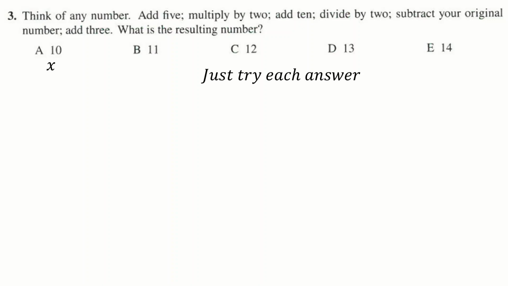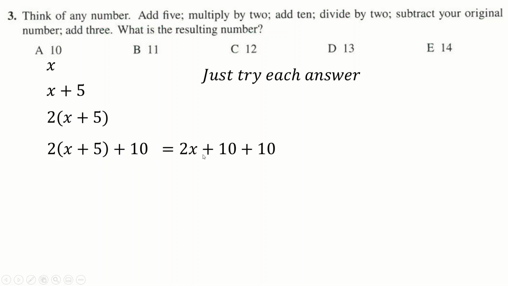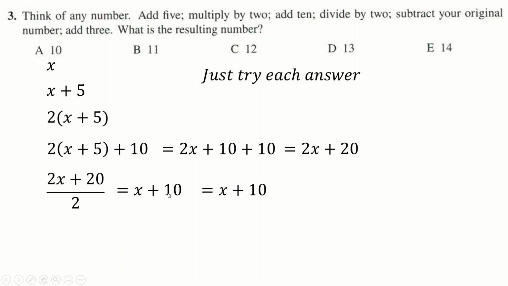If you want to do it with actual maths, you start with x, you add 5, you multiply that by 2, which involves multiplying both bits by 2. You add 10, so I put brackets, you add 10. At this point, I decided to start simplifying things, so multiply 2 by x and 2 by 5 is that. Simplify it. Divide by 2 comes next. That involves dividing each of these things by 2, so we get this. Subtract your original thing, which is subtract x, cancel the x's, and then add 3, and we get 13. So x must have been 13.